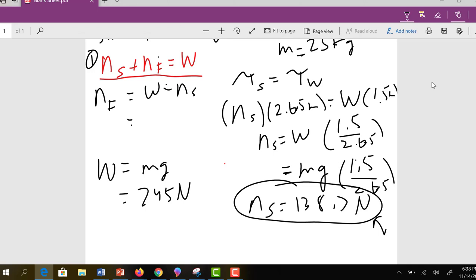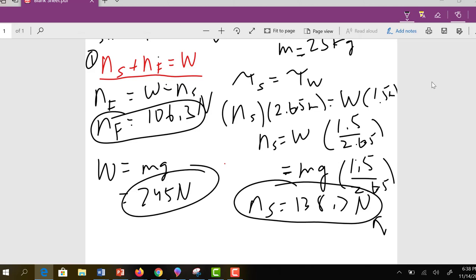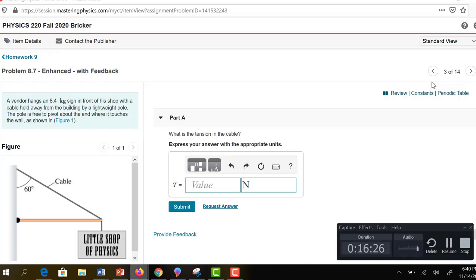This turns out to be 106.3. So the fence is helping you out. The fence is holding up 106.3 newtons. My shoulder is 138.7 newtons for a combined 245. So if I wanted to make it easier on myself, I would be at the end of the pole, not 35 centimeters from the edge. Okay, let's look at the next one.